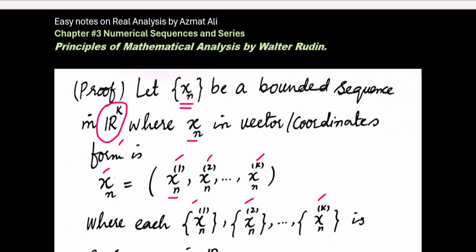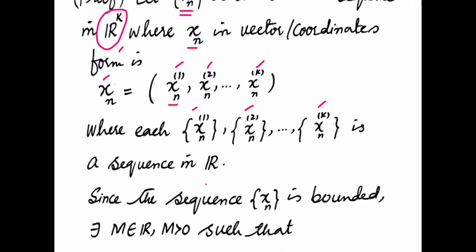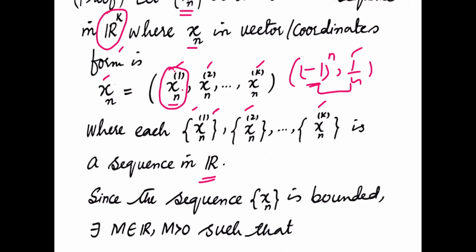where each coordinate xn1, xn2 up to xnk is a sequence in R, and you can see this from the above example, in which each coordinate, (-1)^n and 1/n, is itself a sequence in R. So in a similar fashion here, each coordinate of this sequence is itself a sequence in R, denoted by these notations.